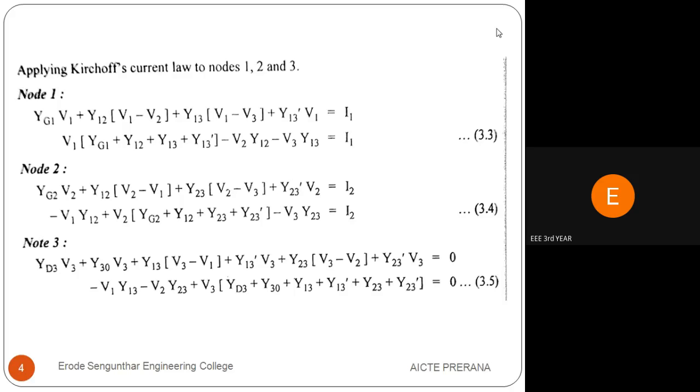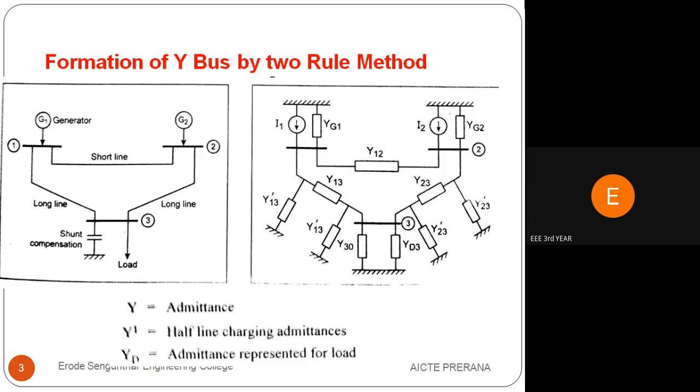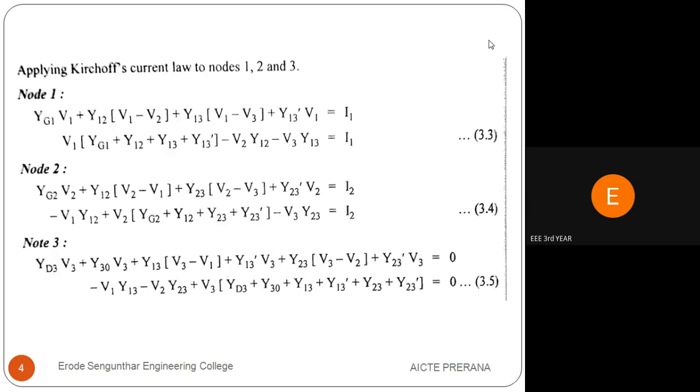Then what is the voltage drop? Generally we know that I is equal to V into R. Here we are using an admittance, so I equals V into Y. Consider the first bus, the generator bus. We have YG1, which should be multiplied by V1, that is the first node voltage. So it is YG1 into V1.